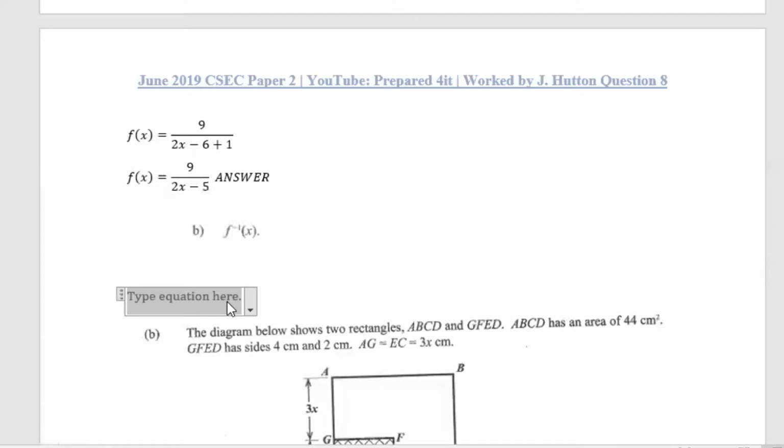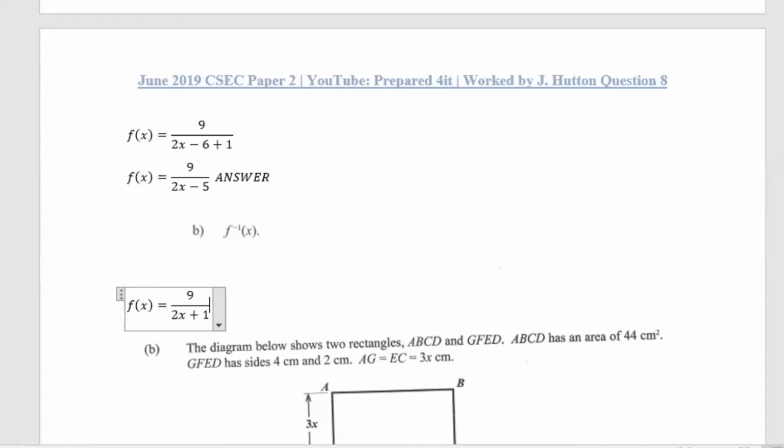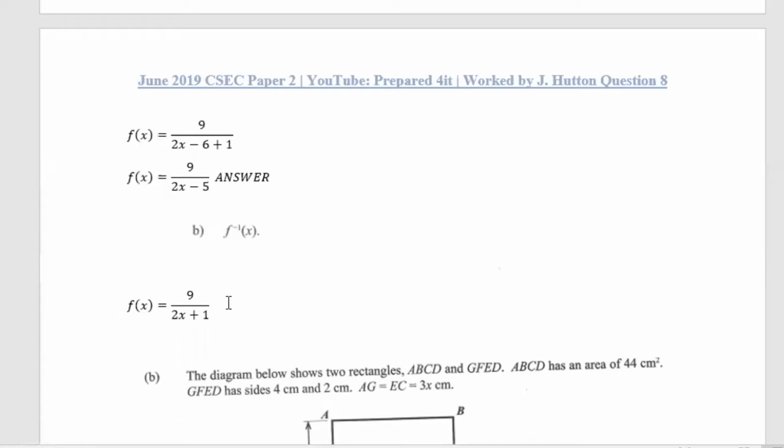Part B now says f inverse, so f of x inverse. So basically what this is doing, how I work it, is usually write the function. So f of x is equal to 9 divided by 2x plus 1. Then what I do when I'm working this is, right now we know f of x is the same as y is equal to 9 divided by 2x plus 1.